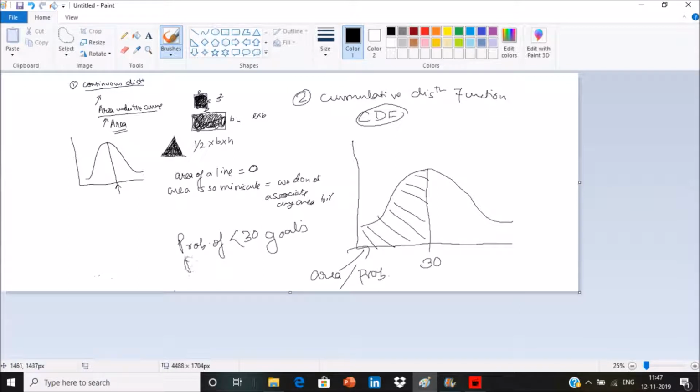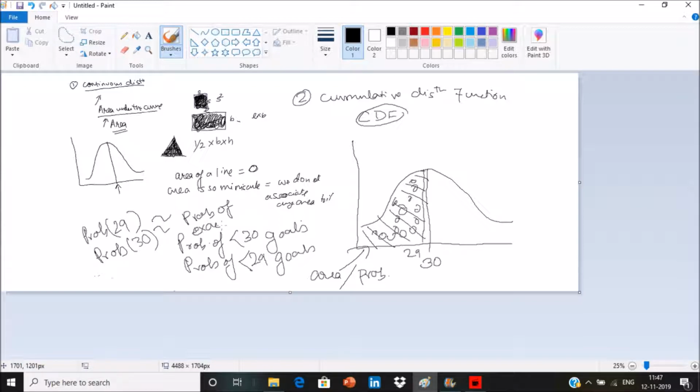If I want to find the probability of less than 29 goals, 29 would lie somewhere around here, and the probability for that would be the area below the curve up to 29. Now, if I ask you to find the difference between the probability of 29 and the probability of 30, that would approximately give me the probability of exactly 30 goals, right?